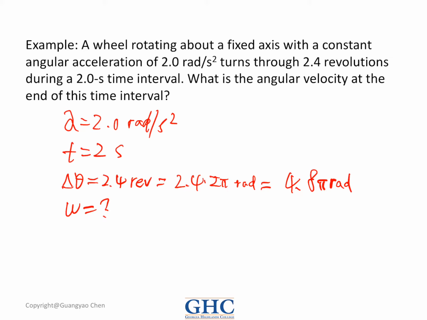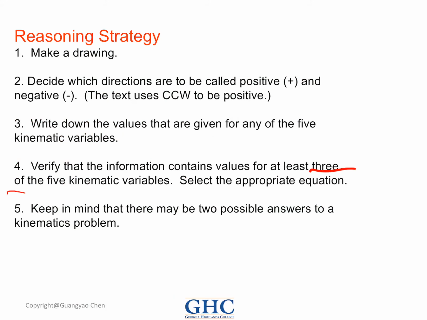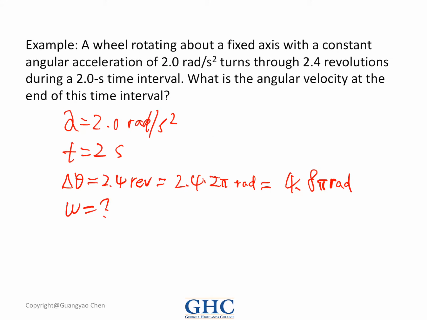Okay, and it asks us for the final velocity. So which equation should we use? I would pick this one. And if you have the five sets of equations, then you should know there's another one, which is theta equals omega t minus 1/2 alpha t squared. You can use that one, but I think we can solve using the third one here, which I'm circling right now. We can use this one to solve for omega 0 first, then solve for omega.